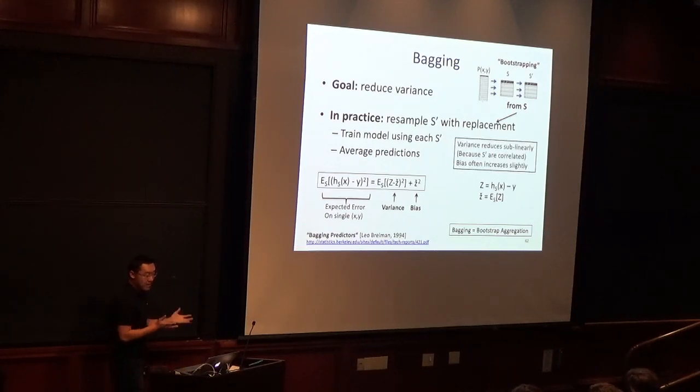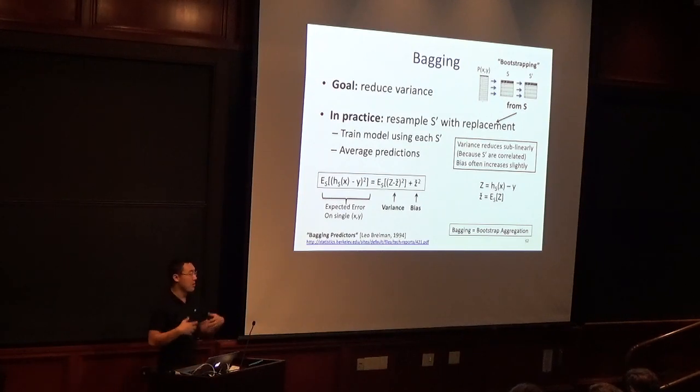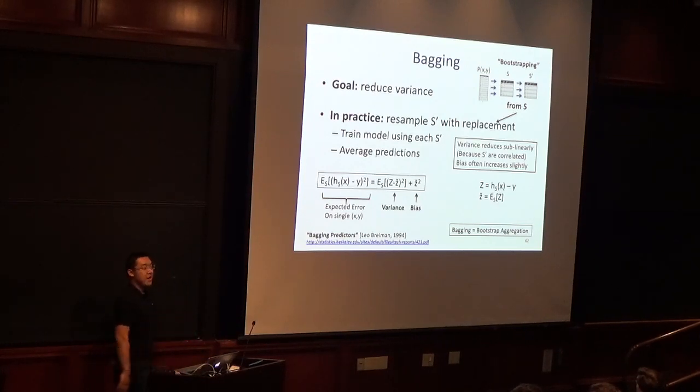Now, the variance will go down slower than if we were able to do our pure thought experiment, because the S primes are no longer uncorrelated. They are correlated. But that's the idea behind bagging.